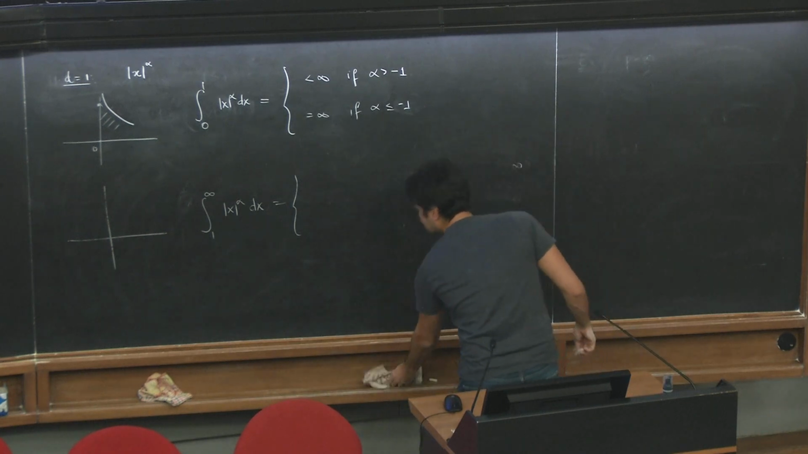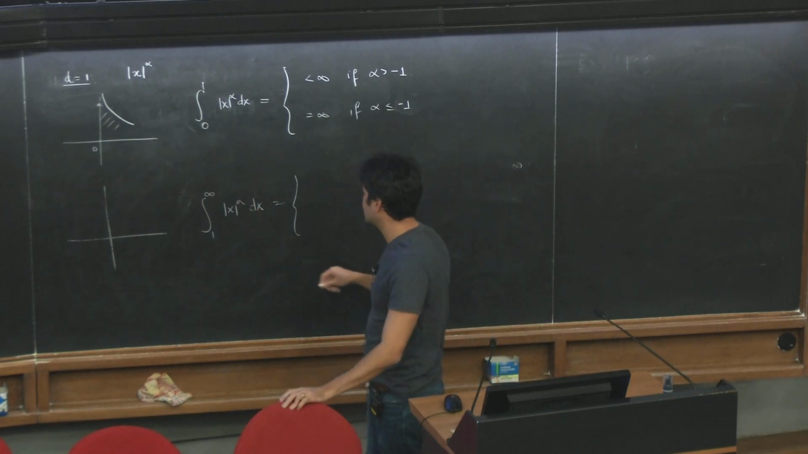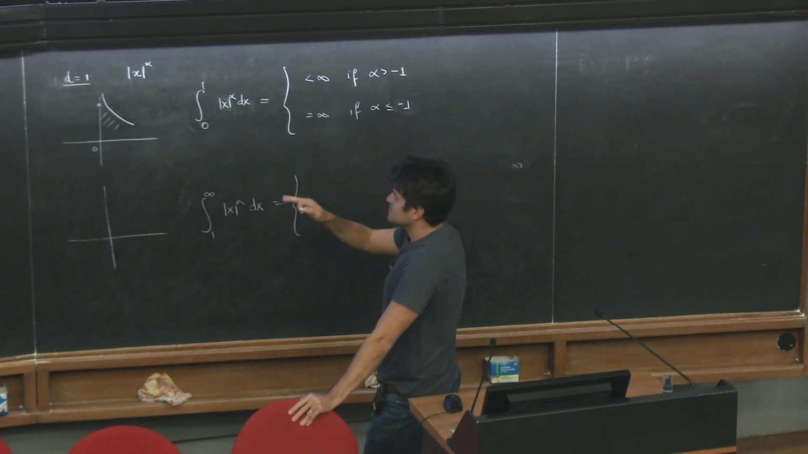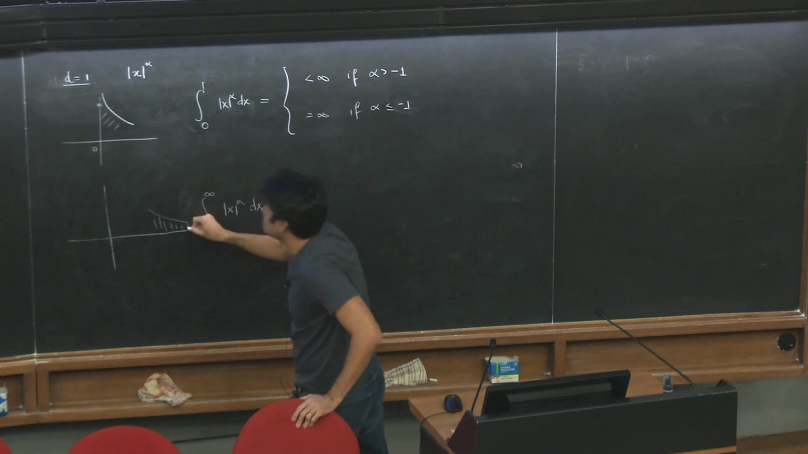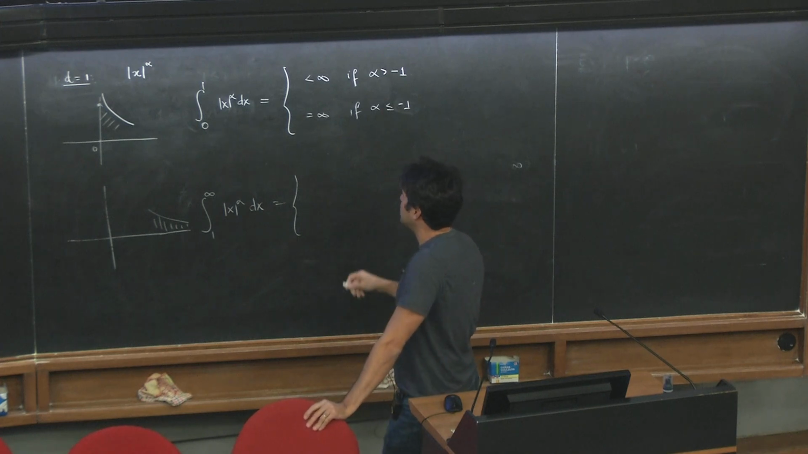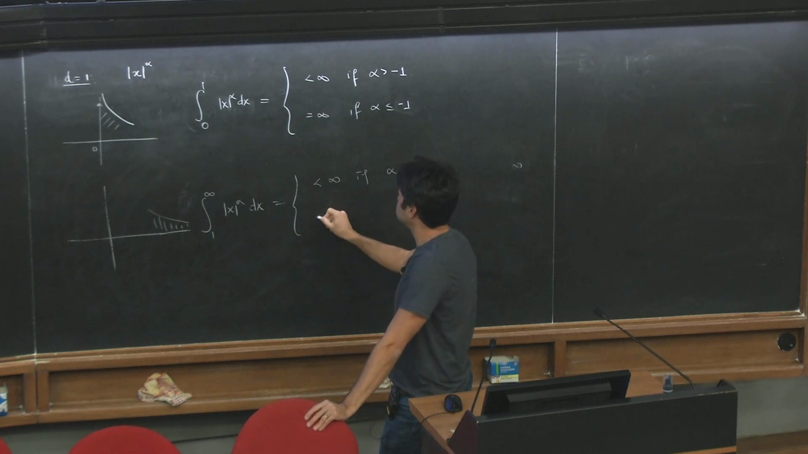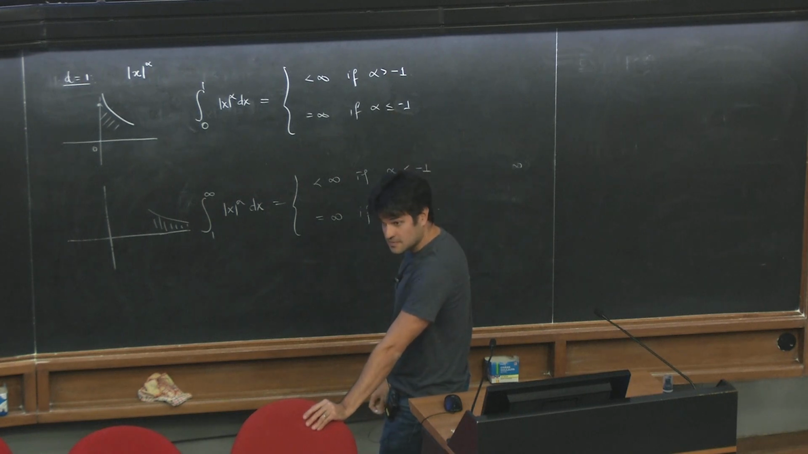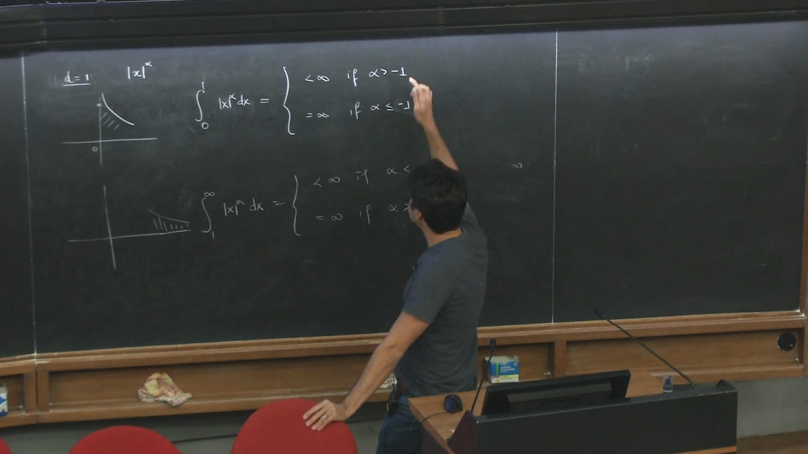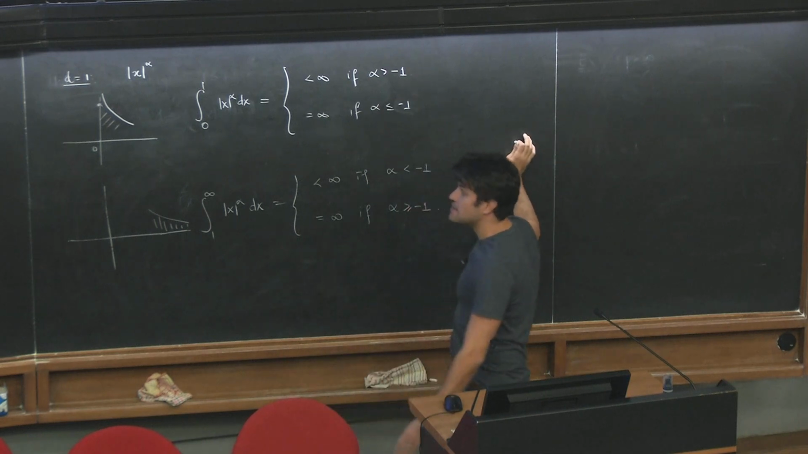So whenever you are integrating a power, x to the alpha, from 1 to infinity, so now you want to integrate at infinity, you want the function to have a certain strong decay. This will be finite if your alpha is less than -1. And this will be infinity for any other alpha which is bigger or equal than -1. Okay? This -1 that appears here is just the dimension.